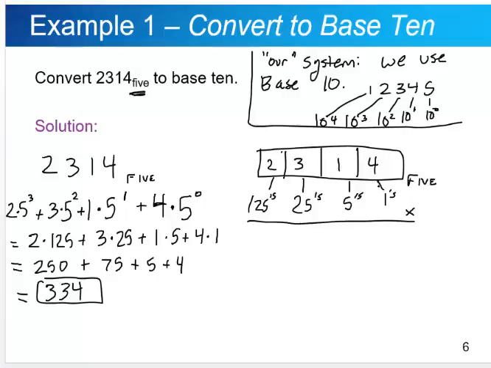Well, if we have 4 ones, then we have $4. If we have one $5 bill, then I have $5. If I have 3 $25 bills, I have $75. And finally, if I have 2 $125 bills, I have $250. And altogether, again, you have 334. Either way, you get the same answer, but some prefer this method.